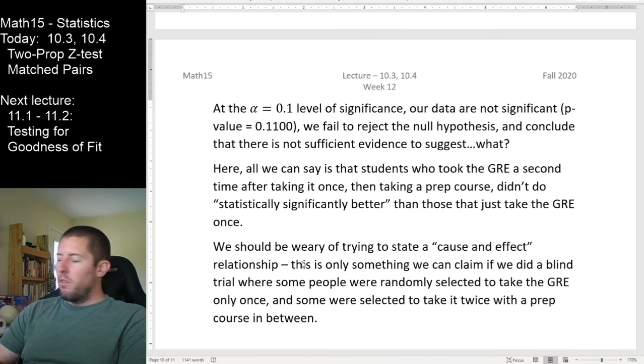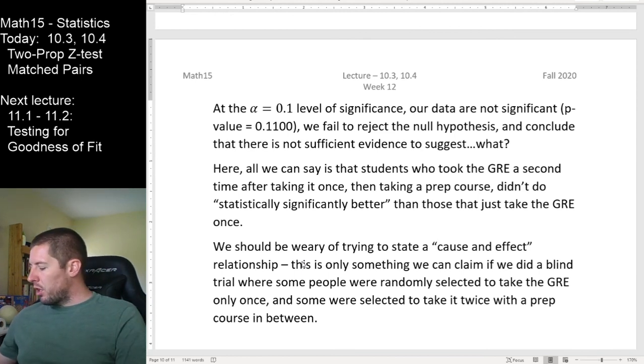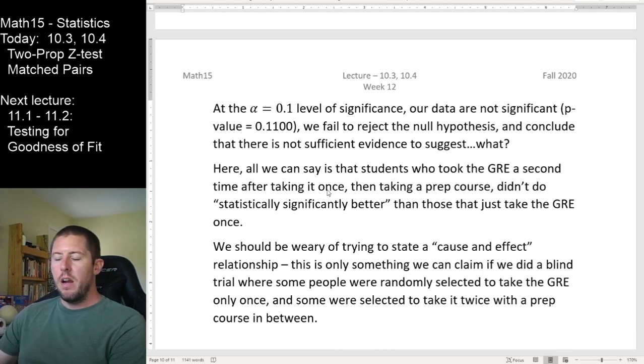So remember to not overstate our conclusions when we're drawing conclusions associated with this stuff here. We certainly don't necessarily have cause and effect relationships if we are not applying experimental treatments to groups, rather than just making observations, which is what we did in this case. This is certainly an observational study rather than an experiment with treatments, and so we want to be a little bit more careful about the conclusions that we make.